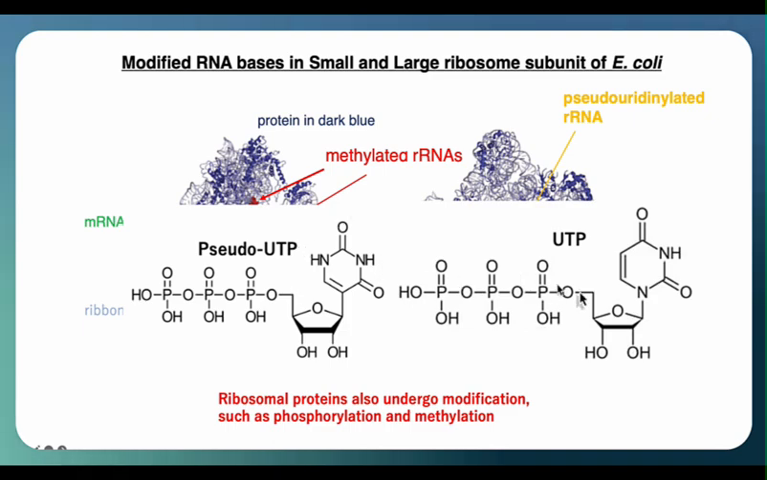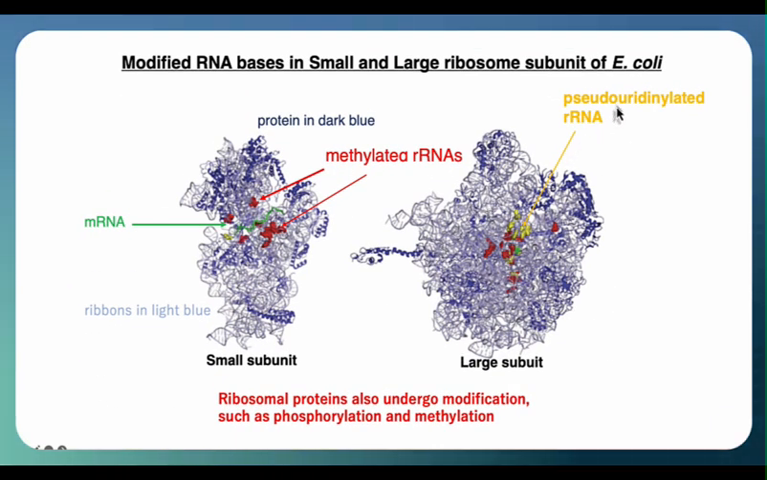This is pseudo-UTP and this is UTP. Such pseudouridinated bases are shown in yellow. It is known that not only RNA bases but also ribosomal proteins undergo post-translational modifications, such as phosphorylation and methylation. These series of modifications are essential for the proper functioning of the ribosome.